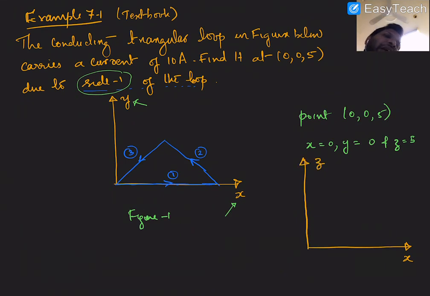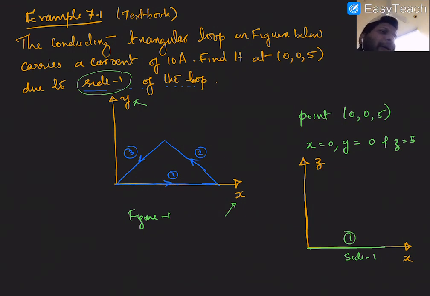If I view like this, you can see where side 1 is. Side 1 is on the x-axis. It's clear. Side 1 is on the x-axis. So this is your side 1, or it is marked like this, side 1.